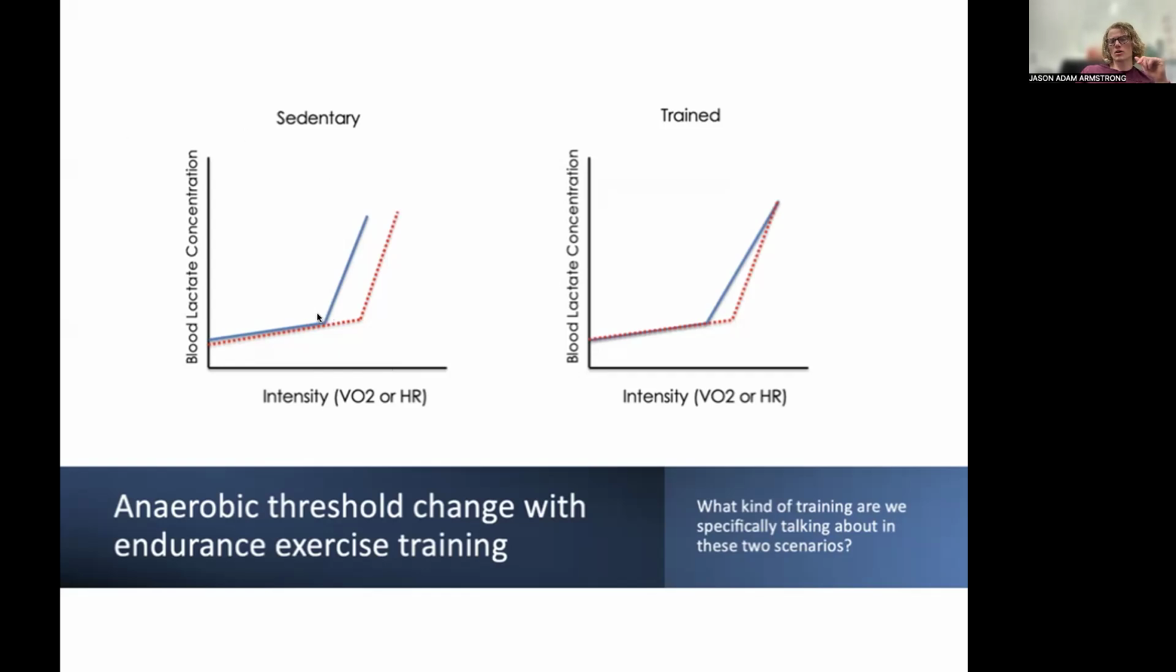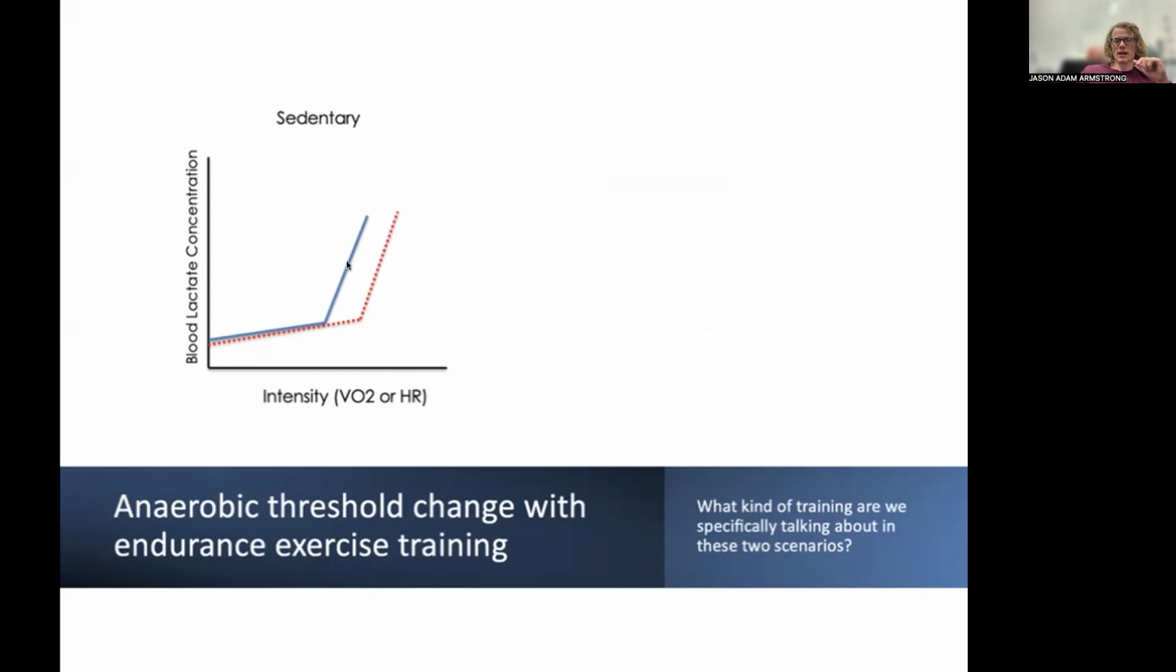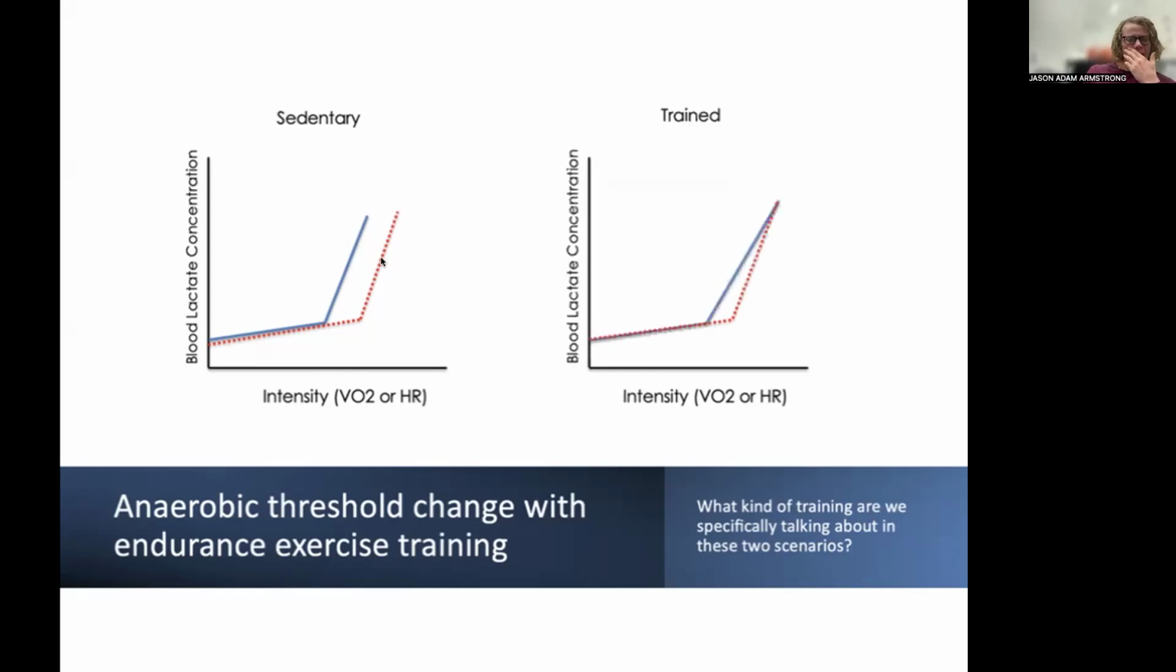What also changes, though, is this little line here. If we look at blood lactate concentrations, they used to start to increase at this value before we trained. Let's say this was 20 mLs per kg per minute. With training, my blood lactate levels don't start to rise until I hit, let's say, 30 mLs per kg per minute. What that means is that I can sustain this level, 30 mLs per kg per minute, for longer.